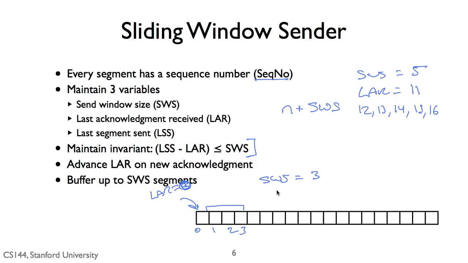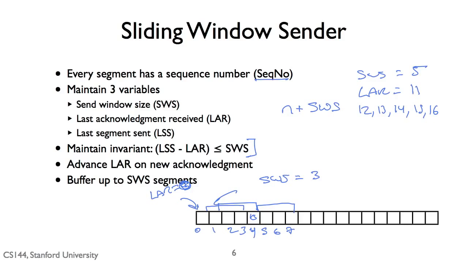So now when an acknowledgement arrives, say for 1, then the sending window can advance. And so now the protocol can send 4. And let's say an acknowledgement for 4 arrives, then the window can advance and it can send 5, 6, and 7.